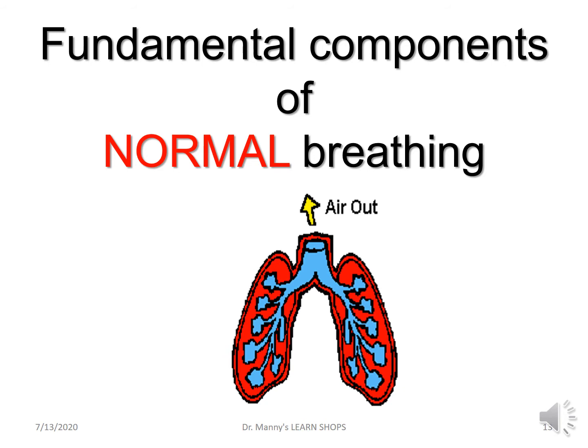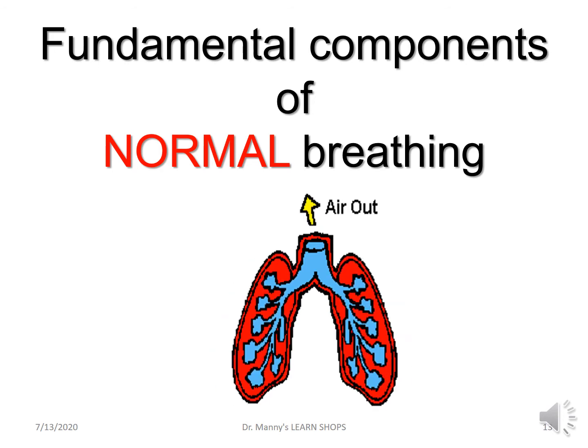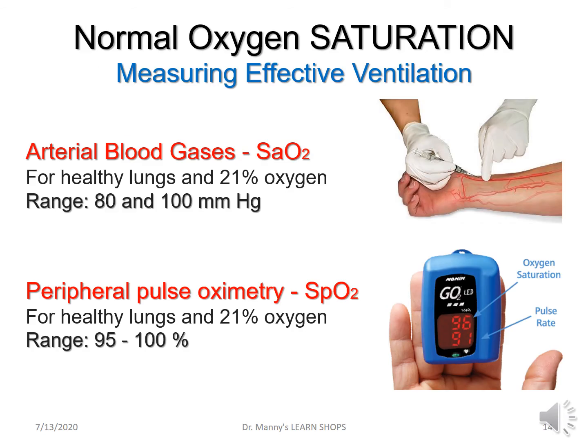What are some of the fundamental components of normal breathing? Air going in, air going out. Air going in, we said, was inspiration. Air going out was expiration. Other components to think about are normal oxygen saturation. And this is what measures effective ventilation, because we need to get oxygen in and we need to get carbon dioxide out. So what are some of the methods that we can employ to now measure whether ventilation is effective?